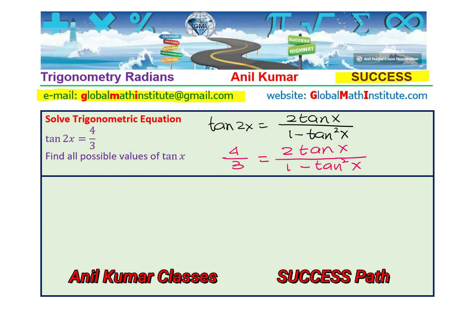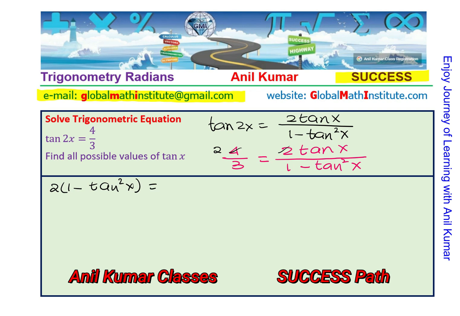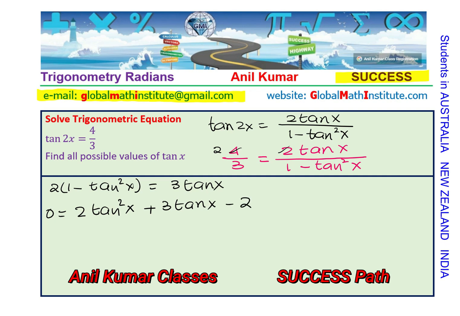Great. So now let's cross multiply. So you can see 2 and 2 will cancel, right? So we'll get 2 times 1 minus tan square x equals to 3 tan x. Makes sense, right? Bring them all together. 0 equals to 2 tan square x plus 3 tan x, and that 2 becomes minus here.